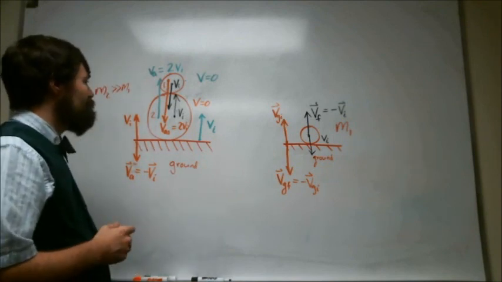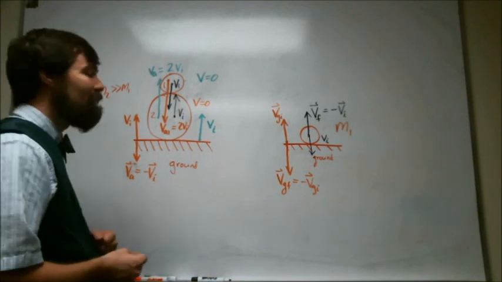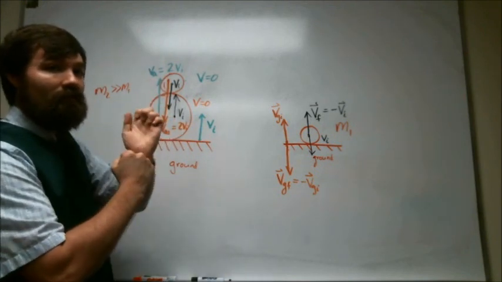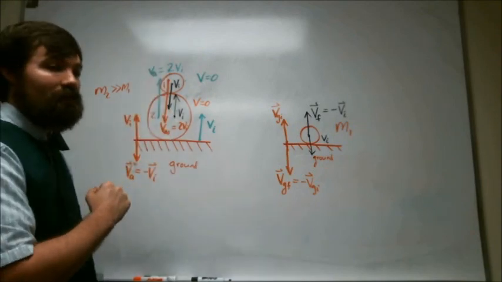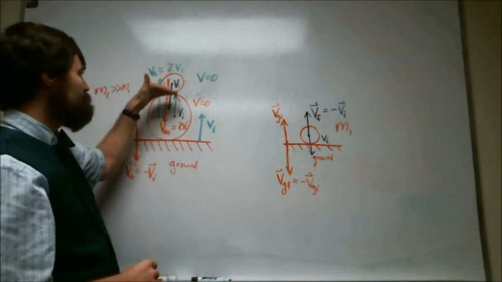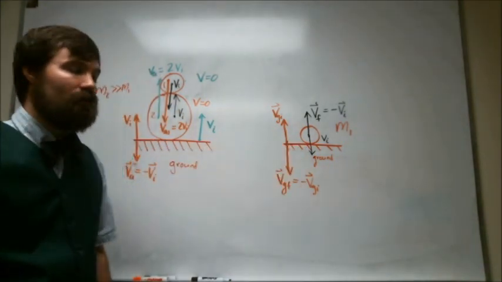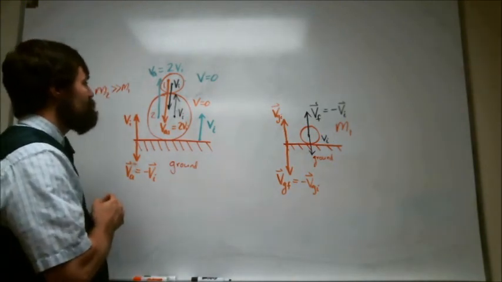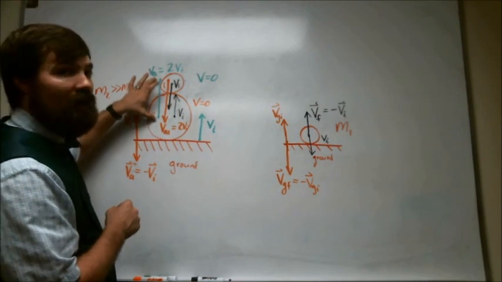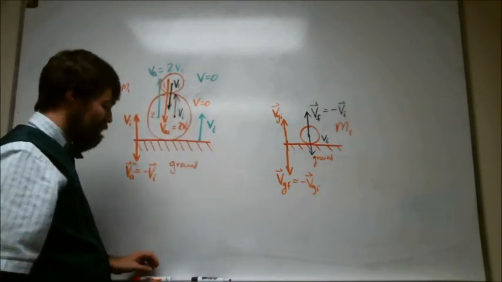Okay, now scene 3, or act 3, if you will. Ball 1 and ball 2 collide with each other and ball 1 bounces off of ball 2. Well, ball 2 is a lot bigger than ball 1, so ball 1's bouncing off of ball 2 should be similar to ball 1's bouncing off the ground. So what does that look like? Well, remember that we have a 2vi here and a 2vi here.